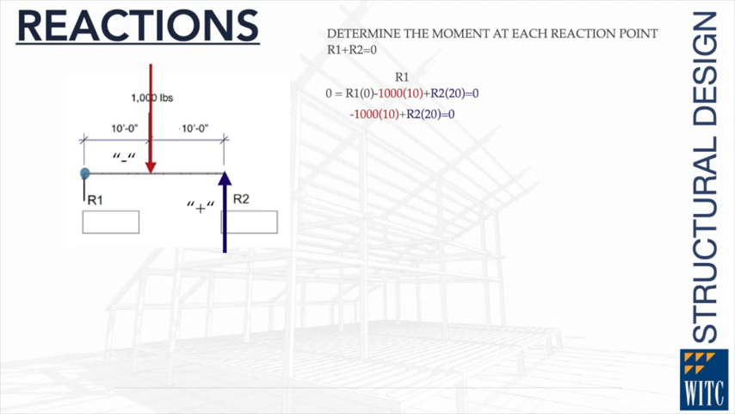So I'm just going to get rid of that R1 times 0, which gives me this equation. I'll multiply the 1,000 times 10, that's 10,000. Since that's a negative, I'm going to add 10,000 to both sides, which ends up being R2 times 20 equals 10,000. I'm going to divide my 10,000 by 20, and I come up with my R2 of 500 pounds. So there's my R2, it's 500 pounds.